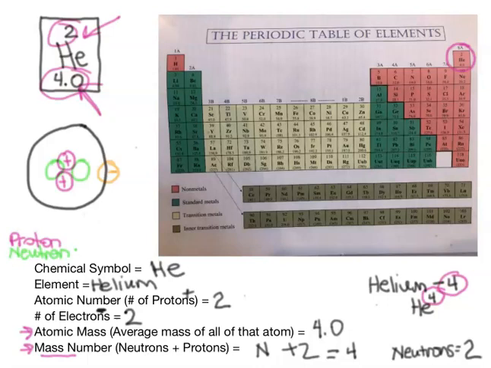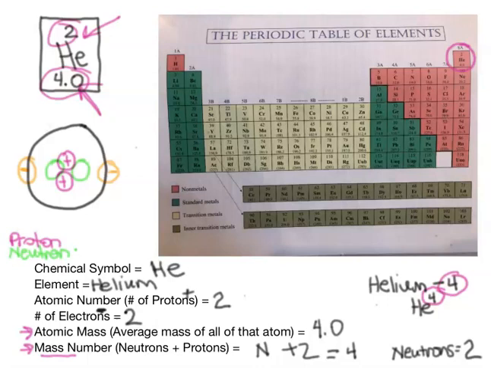But this Bohr model will help you to understand at least. And when you take chemistry, you'll learn all about the quantum mechanical model. So because helium has 2 protons, we know that helium also has 2 electrons. And they are in this energy level right here. Okay, and so that is what the Bohr model will look like for helium.